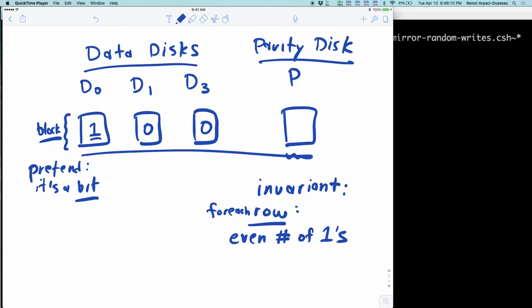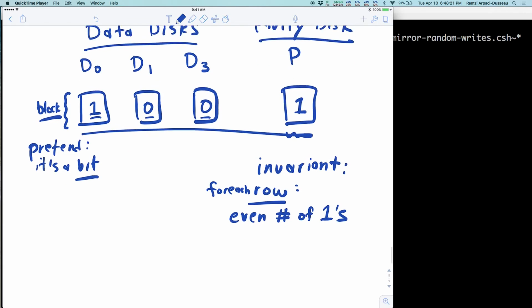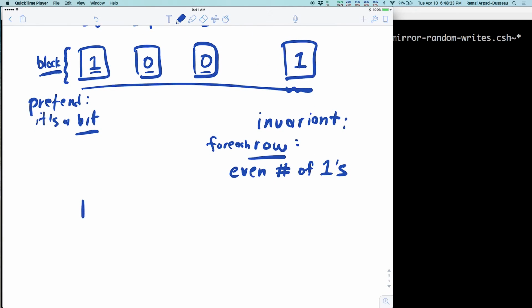So in this case, we have 1, 0, 0. There's 1 one out of 3. And to make the whole row have an even number, or in this case 2, we're going to put a 1 here. Okay, so this is a very simple idea. So if we have 1, 0, 1 over here, we would put a 0 over here. If we have 1, 1, 1, we put a 1. If we have 0, 0, 0, etc., we put a 0 over here.